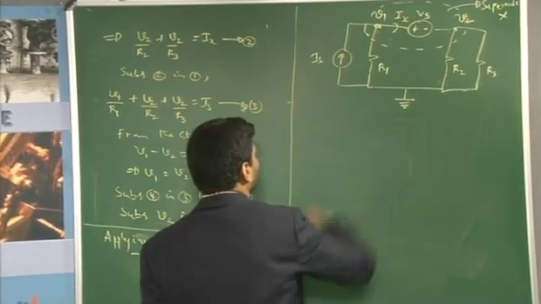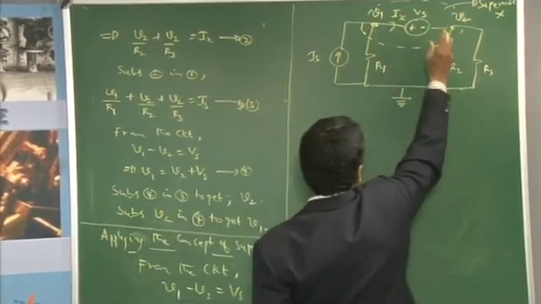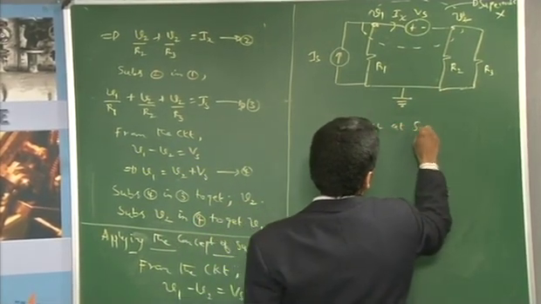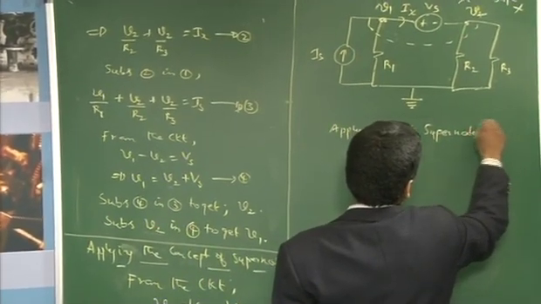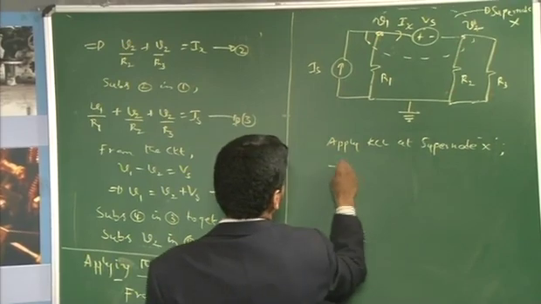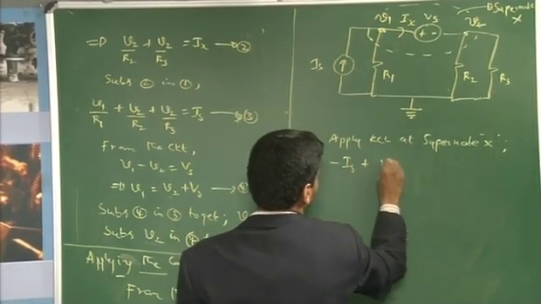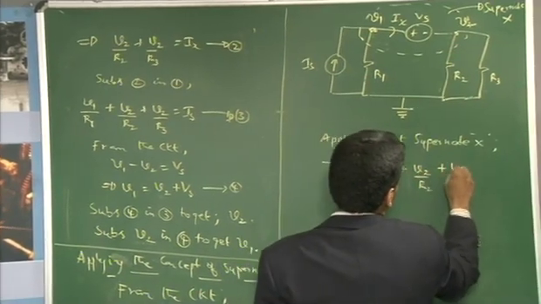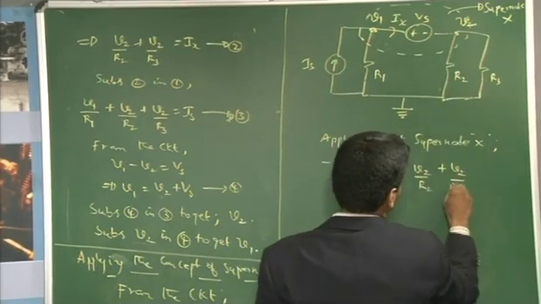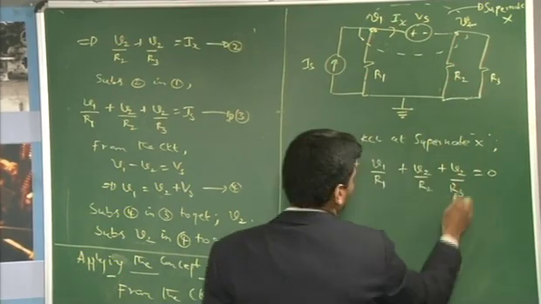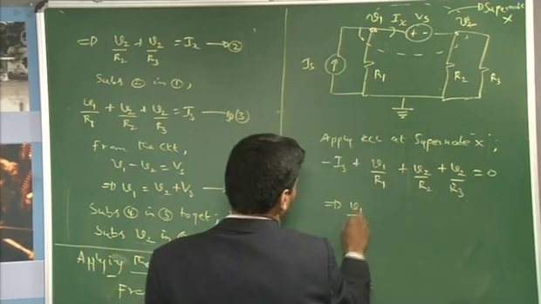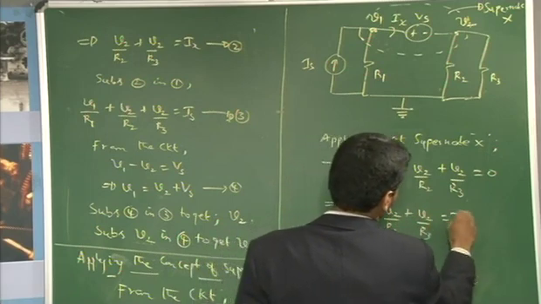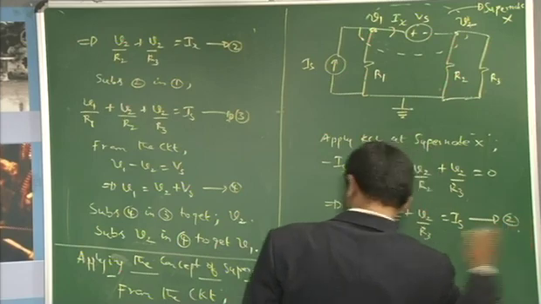After clubbing the corresponding nodes and calling it super node X, we will apply KCL at super node X. What is the current that comes out of this node in this direction? Minus Is. What is the current that comes out in this direction? V1 by R1. In this direction? V2 by R2. And in this direction? V2 by R3, equal to 0. Now, this can be written as V1 by R1 plus V2 by R2 plus V2 by R3 is equal to Is. Call this equation 2 in this case.